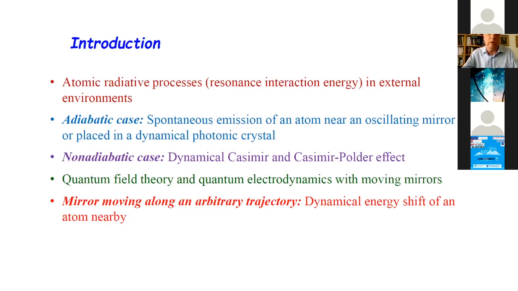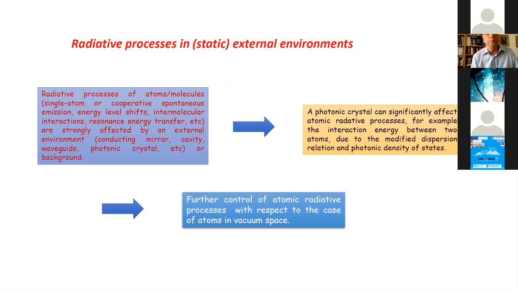First, I will present some results about some radiative processes of atoms in a static external environment. We can, of course, expect that the presence of some environment can affect radiative processes of atoms or molecules, for example, spontaneous emission, both in the case of a single atom or the cooperative spontaneous emission that was discussed earlier by Lucia Rizzuto, or also energy level shifts, or intermolecular interactions, for example, dispersion or resonance interaction, or resonance energy transfer. All these processes can be affected by the external environment that can be a mirror, a cavity, a waveguide or a photonic crystal, or also some other external background.